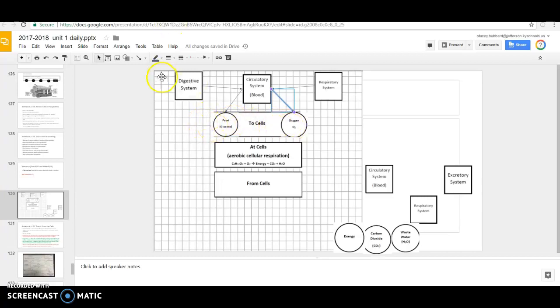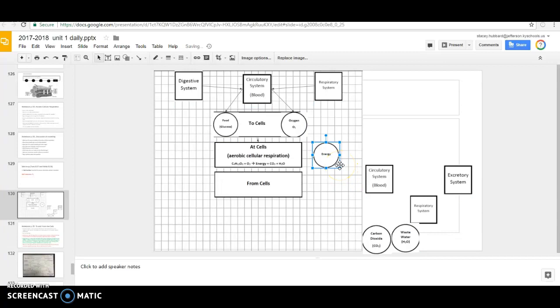So then from the cells, so we're at the cell, but once it's there, what is happening in the cell? Okay? So at the cell, what happens? Well, you have aerobic cellular respiration. And as a result of that, what do we want to keep in the cell? Well, we want to keep our energy. We want that to stay. Remember, we want to keep that in our cell.